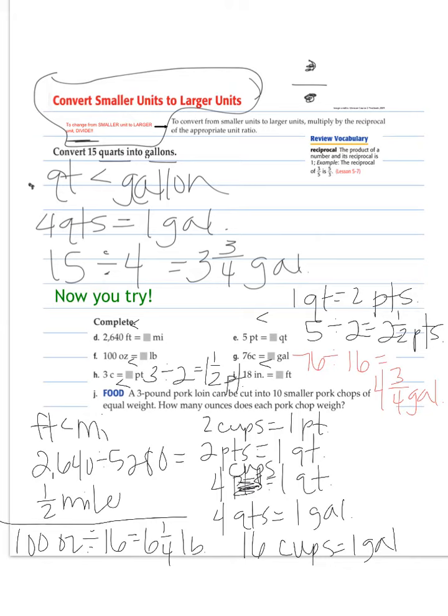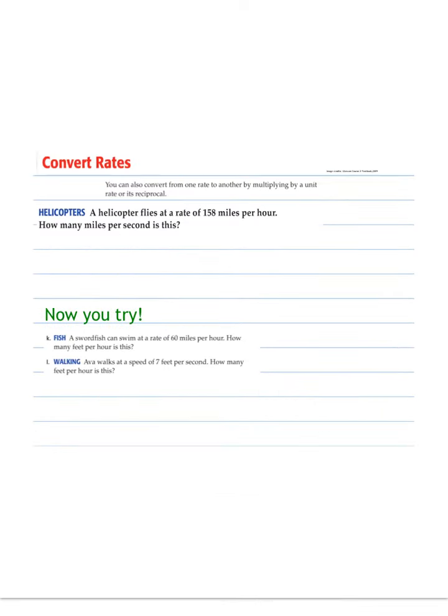18 inches in a foot. Inches are smaller than feet. So I take 18. There's 12 inches in a foot. So 18 divided by 12 is going to be 1 1/2 feet. And then we are going to skip the food problem for now. We'll talk about that one in class tomorrow.